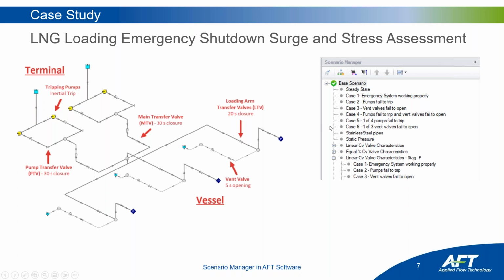Something else I found interesting in their model is they have additional scenarios where they were looking at those same cases and they were changing what's called the valve characteristics, or essentially how this valve closure occurs. So a ball valve is going to close very differently from a globe valve or from a gate valve. That's what these different scenarios are trying to consider.